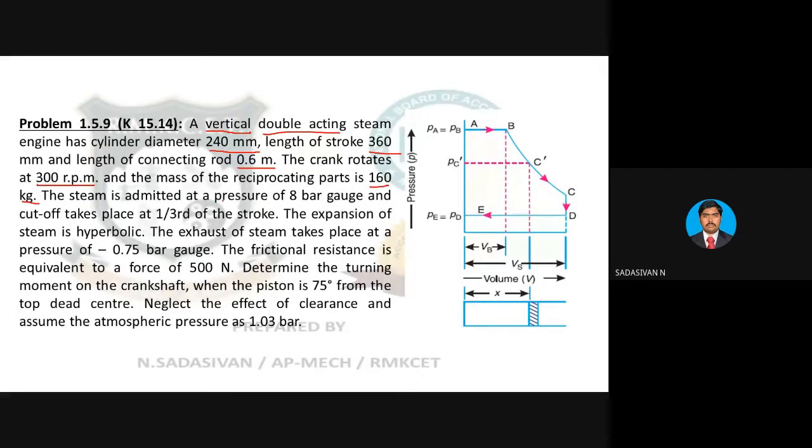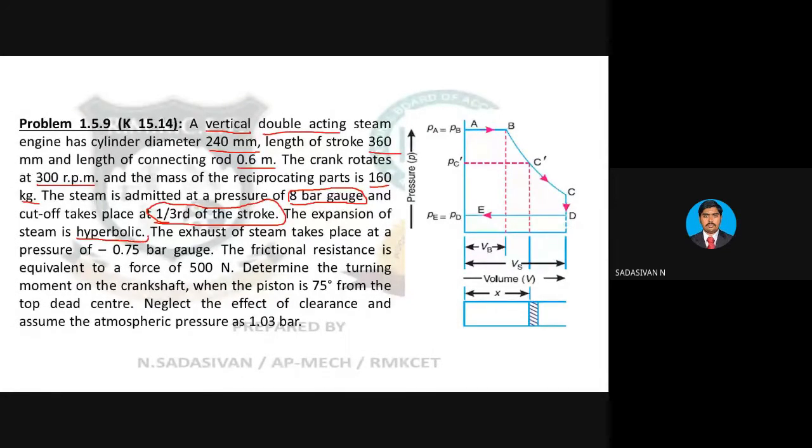Steam is admitted at a pressure of 8 bar gauge. So gauge pressure is 8. Okay, and the cutoff takes place at 1/3 of the stroke. So steam input is given until 1/3 of the stroke, 180/3. Okay, the expansion of steam is hyperbolic.